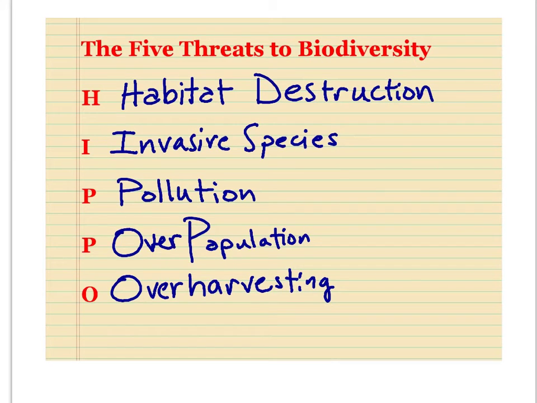We also discussed 5 threats to biodiversity. They make an acronym called HIPPO. So remember that HIPPO: the H stands for habitat destruction, I stands for invasive species, P is for pollution, the other P is for overpopulation, and finally the last O is for over-harvesting. Any type of removal of biodiversity in a habitat can be considered habitat destruction. We talked about how in Louisiana they're losing the bayou. That's a form of habitat destruction.